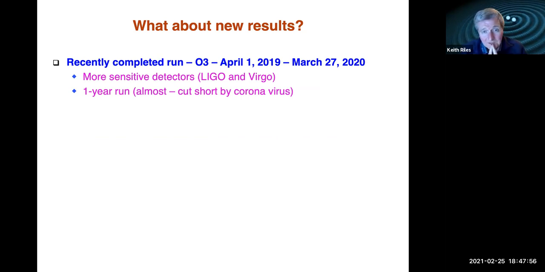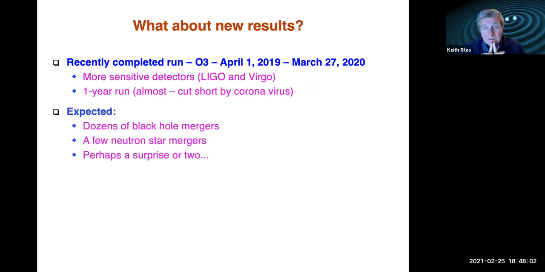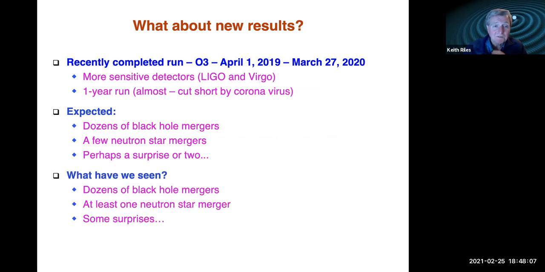We had more sensitive detectors than before, both for LIGO and Virgo. And what we were expecting to see were dozens of black hole mergers, a few neutron star mergers, and perhaps a surprise or two. So what have we actually seen? Well, we've seen dozens of black hole mergers. We've seen at least one neutron star merger, and there have been some surprises.